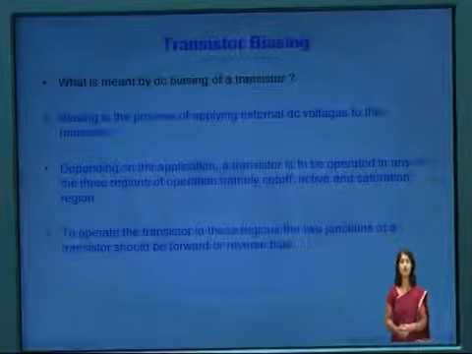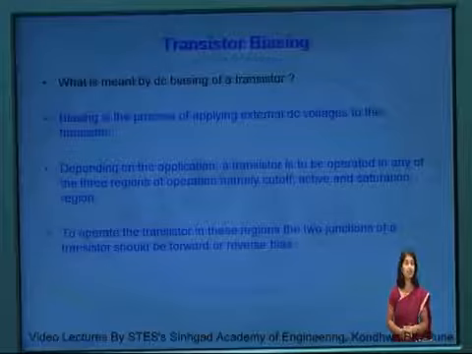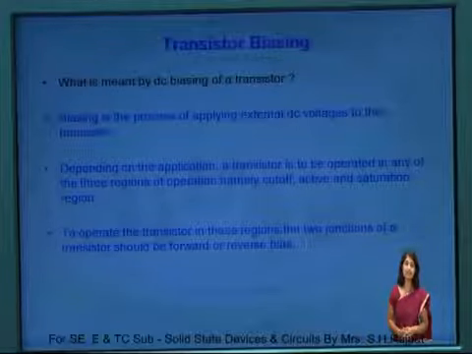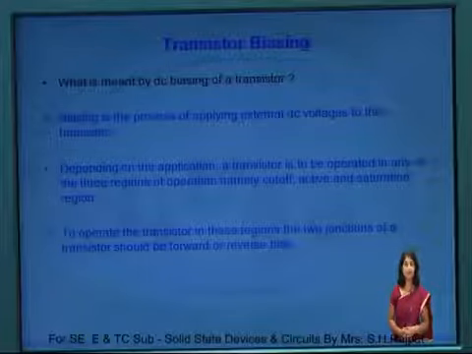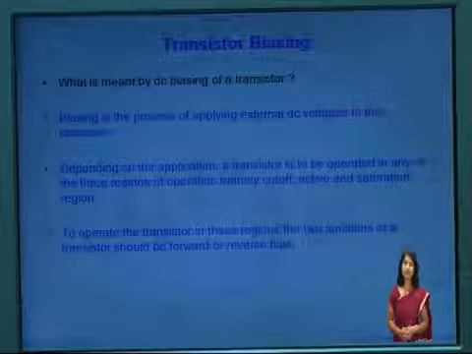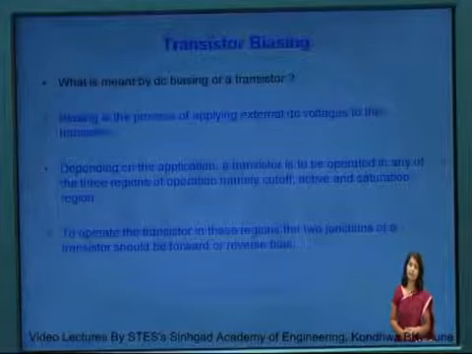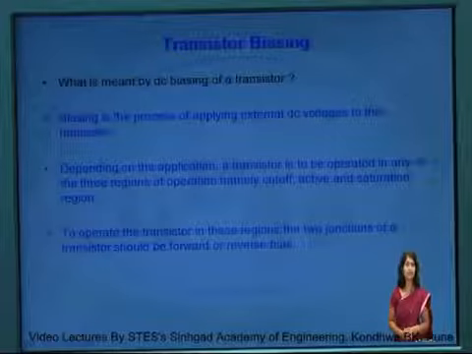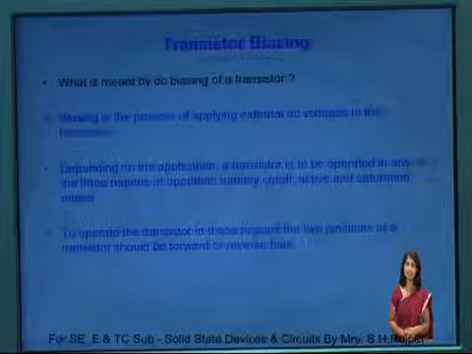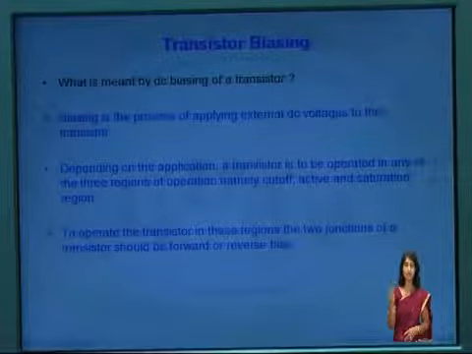Now let's move to the important concept of transistor biasing. So the first question is, what do you mean by transistor biasing? Whenever any external DC voltages are applied to the transistor, that is called biasing. And it is obviously a DC biasing concept, so external DC voltages are applied. Depending on the application, a transistor can be operated in any one of three regions of operation: cutoff region, active region and saturation region.